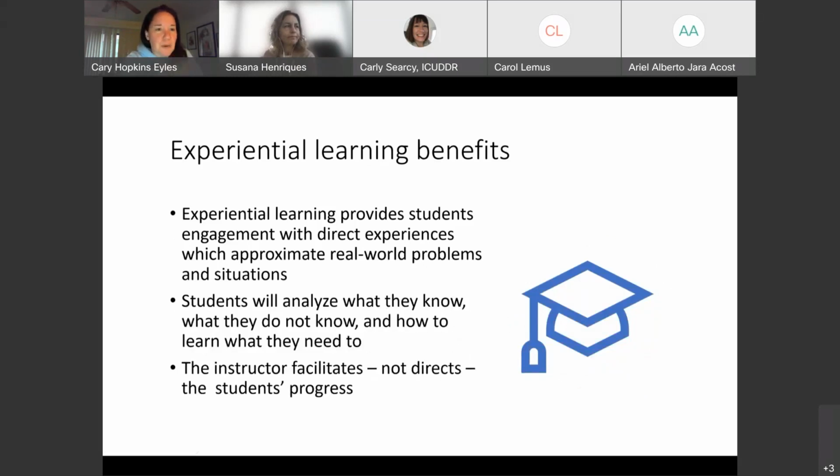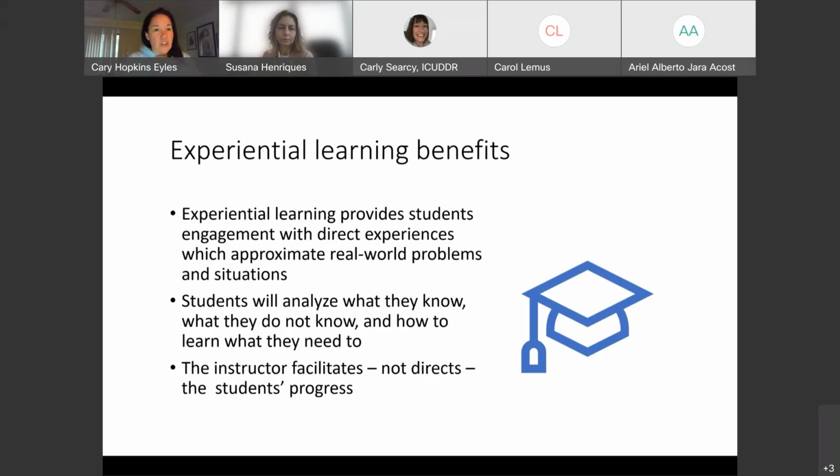And so experiential learning provides students with engagement with direct experiences, which approximate real world problems and situations. So for example, that role play I was talking about, I had one of the students act like a difficult client, and I got to show them how clinically to roll with resistance, but it's a very safe environment, right? So if we practice that, you're not making a mistake or fumbling with your clients, you're doing it in a safe place with your peers. And students can analyze what they already knew, what they don't know, and what they need to learn.